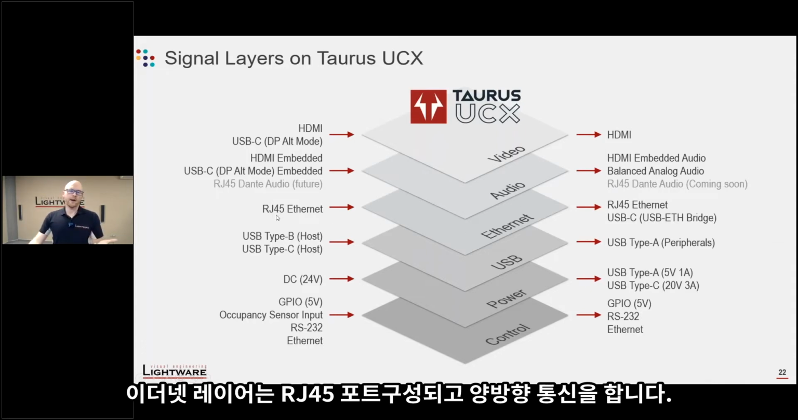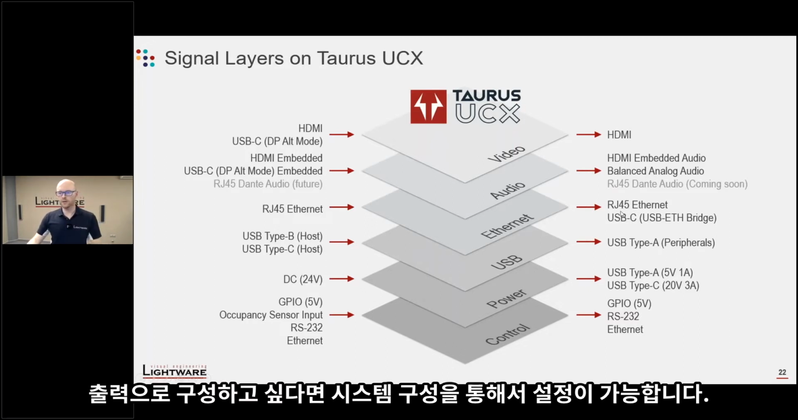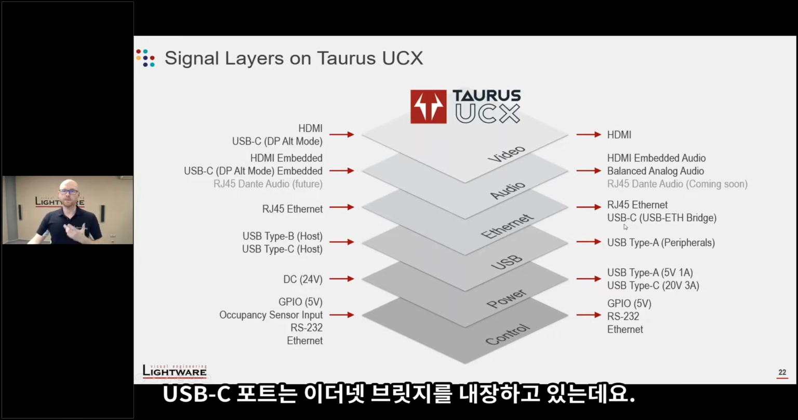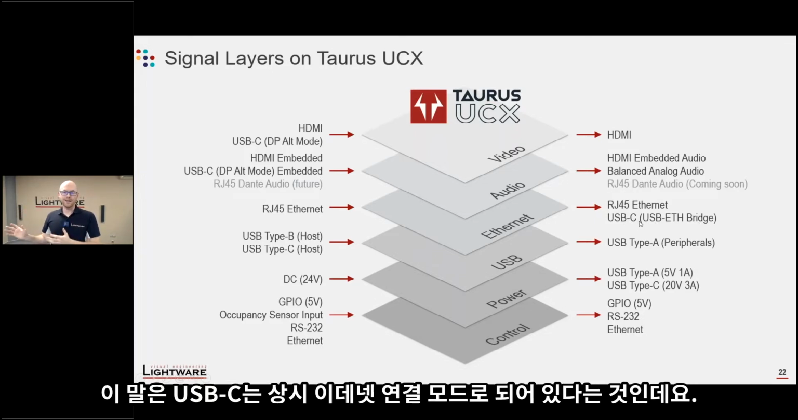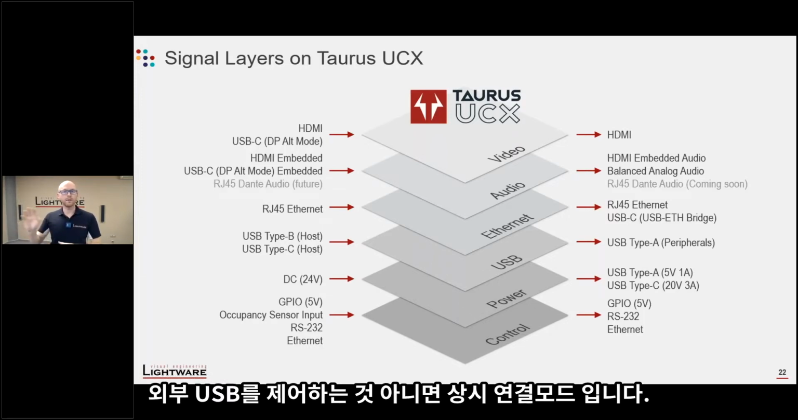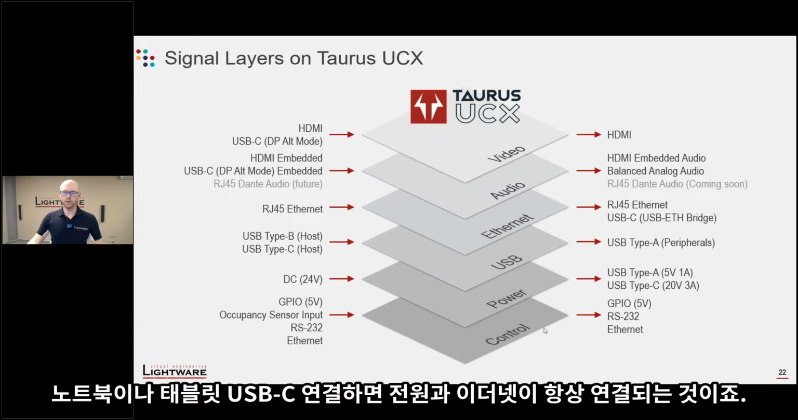On the Ethernet layer, you have 3 RJ45 connectors for Ethernet, and well, that's bidirectional, so the output, you can consider it as an output as well. And the USB-C ports have a USB Ethernet bridge, so one for each USB-C port, and that means the USB-C devices always have a permanent Ethernet connection, regardless of whether they are controlling the peripherals or not. So Ethernet and power are always available for the laptops or tablets.